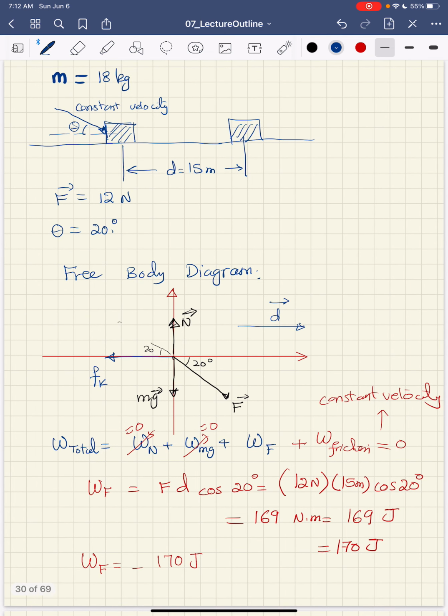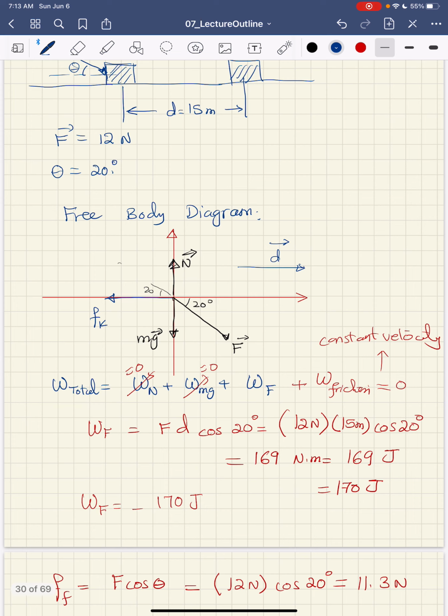Now the total work is going to be the work done by the normal plus the work done by mg plus the work done by the applied force plus the work done by friction. And these should all add up to 0, because my object is not accelerating, it is moving with constant velocity. Based on this, the work done by friction, I can calculate as Fd cosine 20.